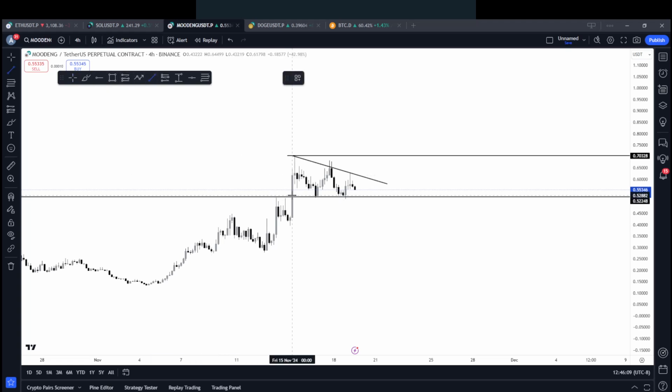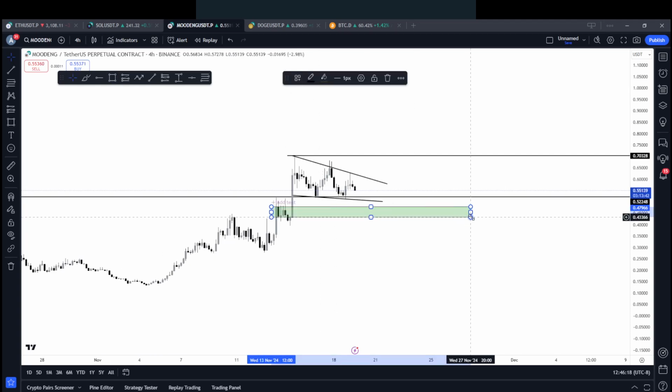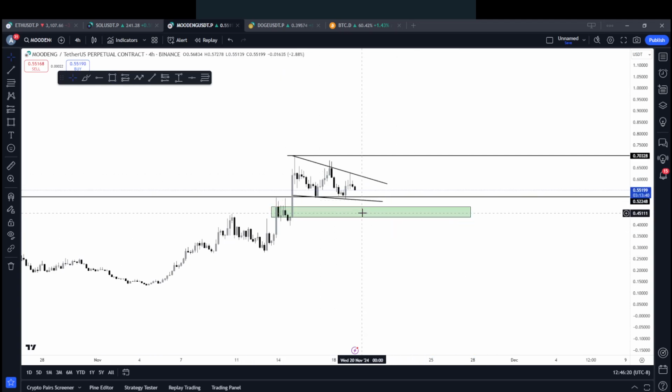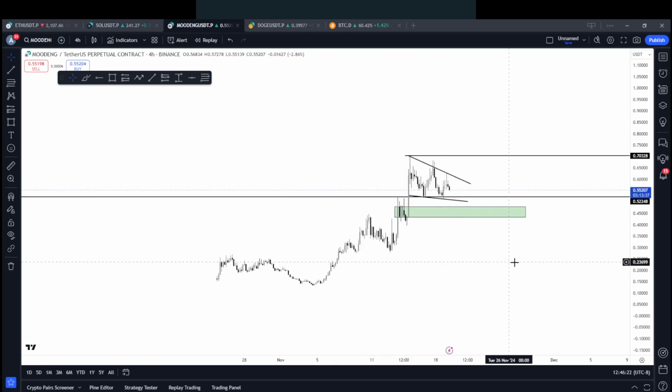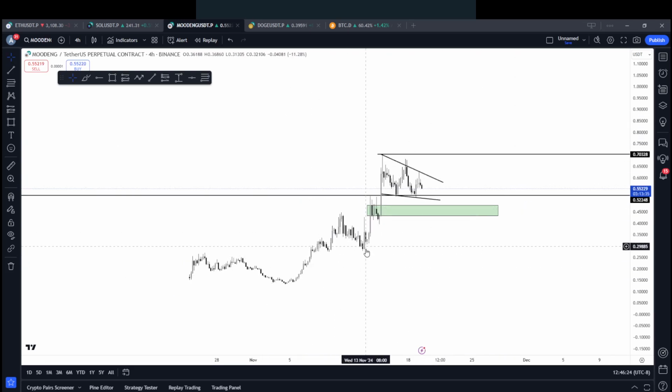Now we can telegraph maybe where the next drop will be. Ideally, I'd like a wick into this area here, close above. But this looks like it has a lot more in the tank.